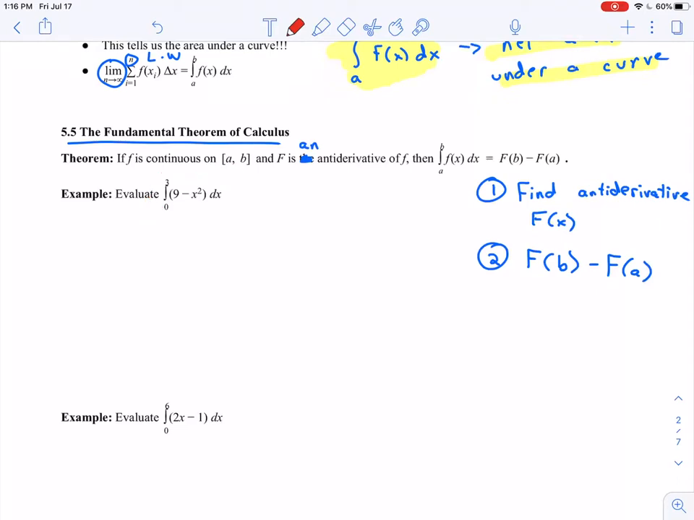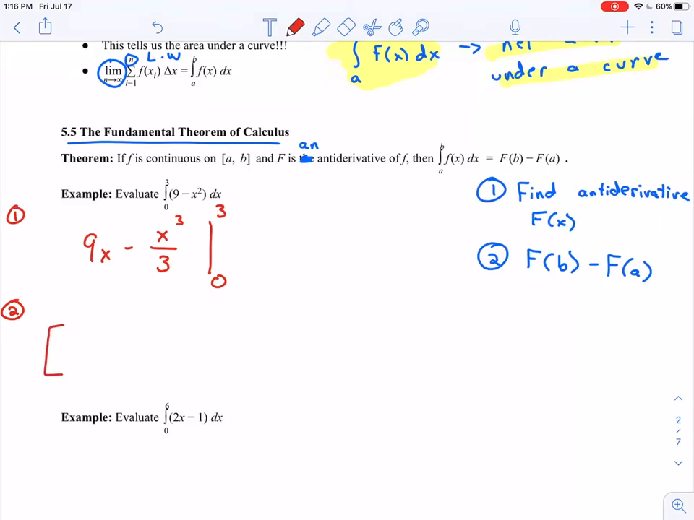So just using my power rule, that would be 9x minus x cubed over 3. Then I'm going to draw in a little shorthand here. This line here at the end, 3 and 0, says I'm going to take this function that I just found, 9x minus x cubed over 3, plug in 3, plug in 0, and then subtract the two. So, okay, that's my first step. I found my antiderivative.